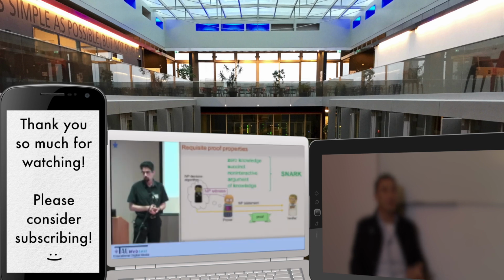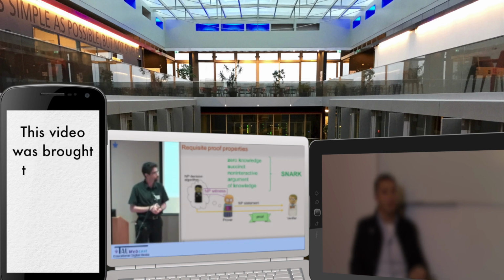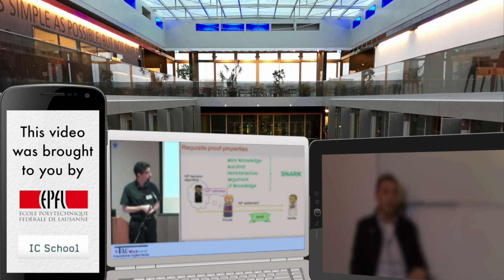So let's add zero knowledge to the proof. Nothing about the witness known to the sender will be leaking to the verifier or anyone else through that proof.